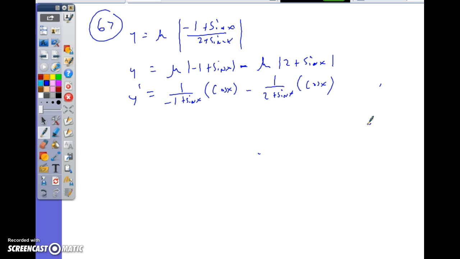Wait, what's that first? I just can't read it. Right, I just took what was on top and put it on the bottom, times cosine x from the inside. So I did the outside, which is the ln, which means put it on the bottom. Then do the inside, which is just cosine x. Make sense? And then I do the same thing here.